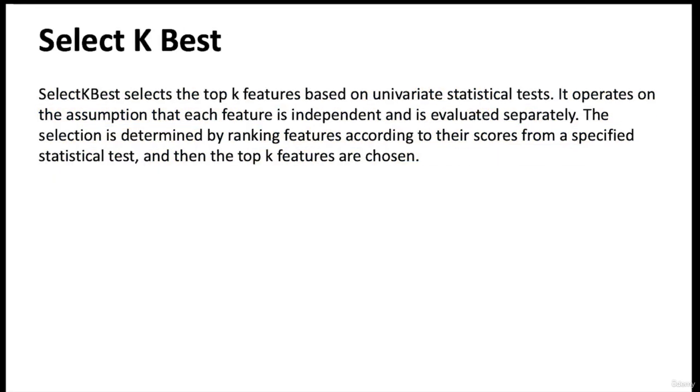Let's move to the next approach, which is known as select k-best. Select k-best selects top k. K is the number. So top k features based on univariate statistical tests. It operates on the assumption that each feature is independent and is evaluated separately. The selection is determined by ranking the features according to their scores from a specified statistical test, and then top K features are chosen.